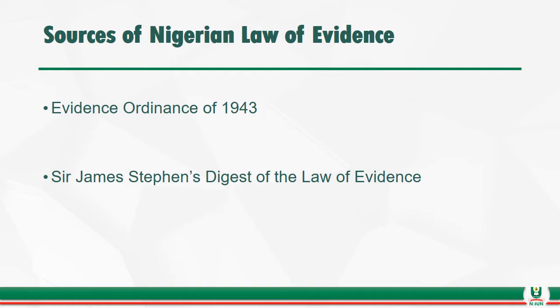The Evidence Ordinance of 1943 is actually the primary source of Nigerian law of evidence. The Evidence Ordinance of 1943 came into effect in 1945. This ordinance was predicated on St. James Stephen's Digest of Law of Evidence. St. James Stephen's Digest of Law of Evidence itself was an attempt to codify the common law rules of evidence.